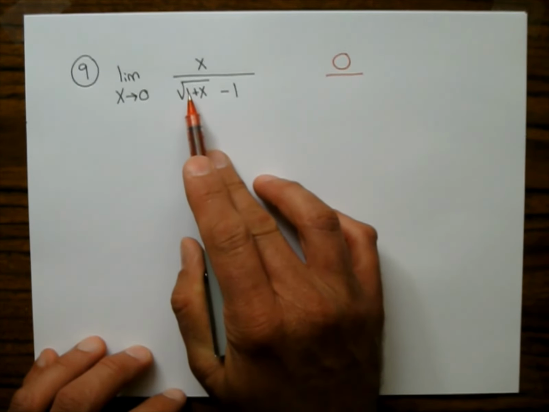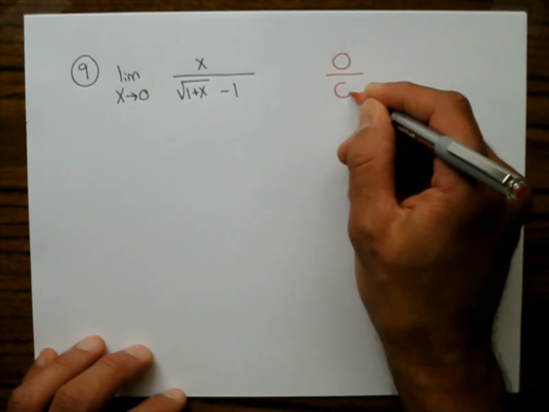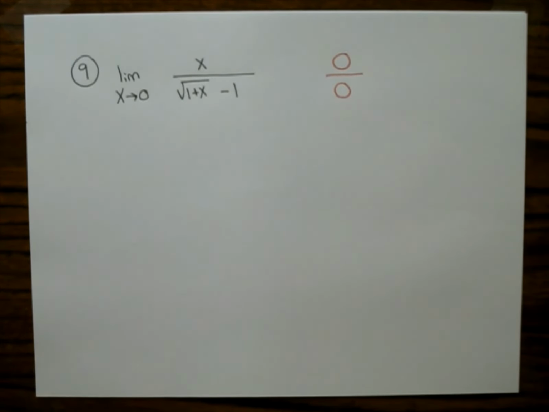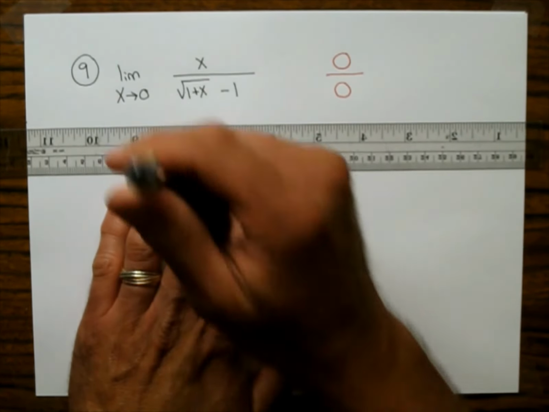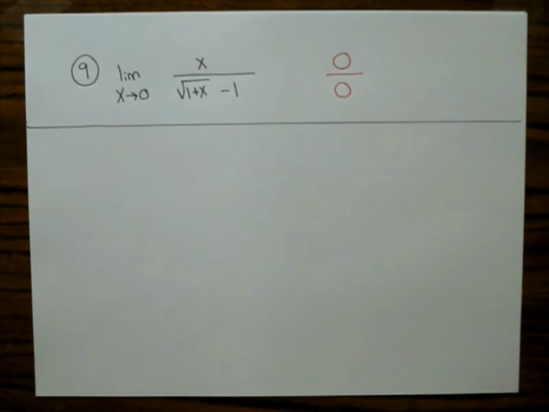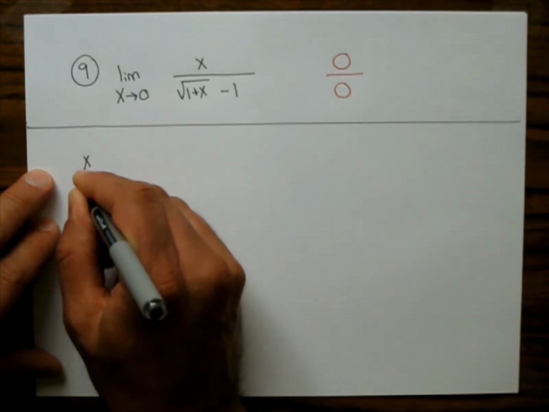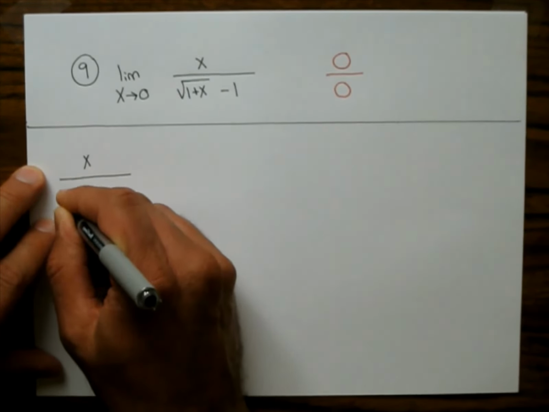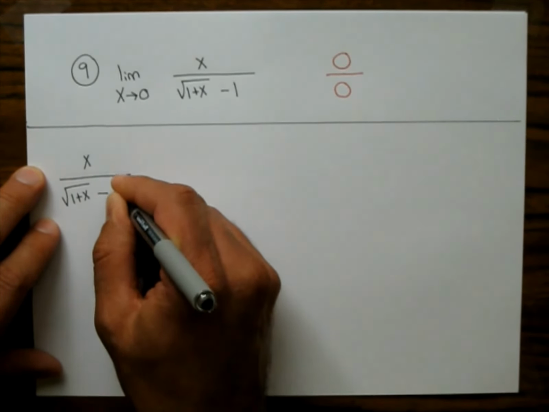So put 0 in there and we get root 1, which is 1, 1 minus 1, which is 0. So yeah, that's not happy news there. It just means I have to do some algebra. So I'm going to go ahead and draw a line, and we're going to do some algebra on this one right here. So this is x all over root 1 plus x minus 1.